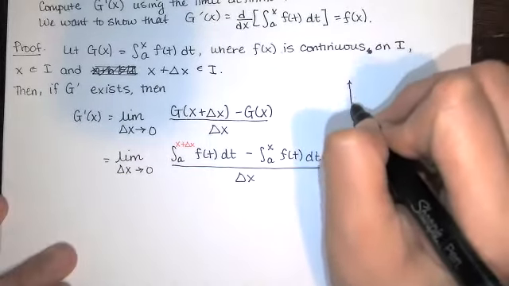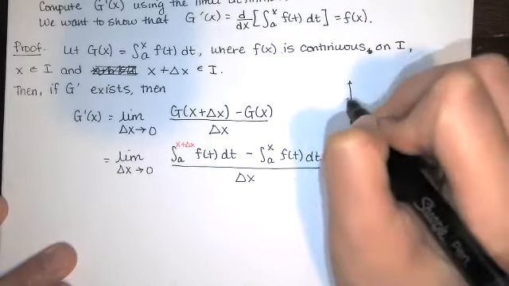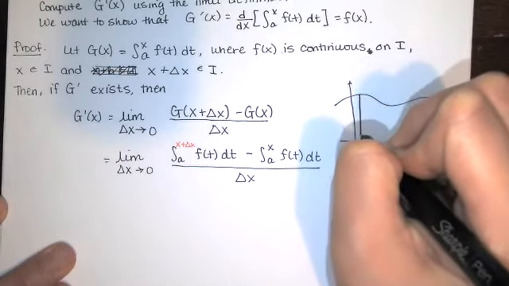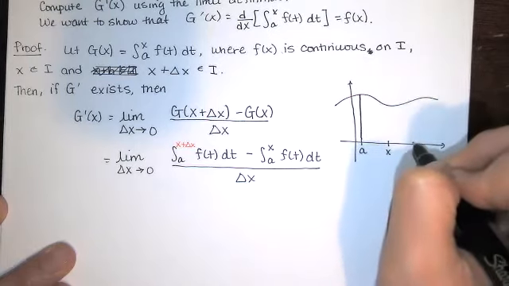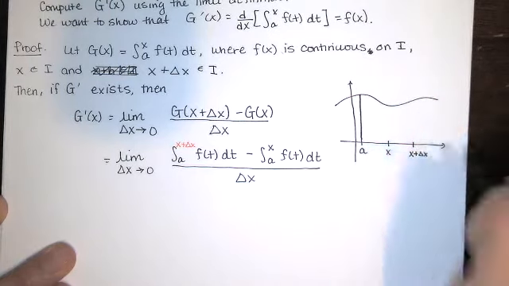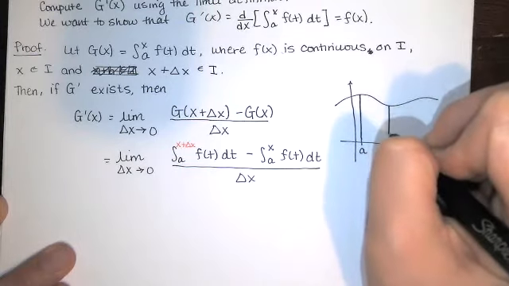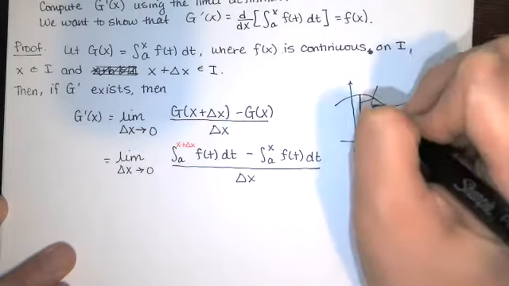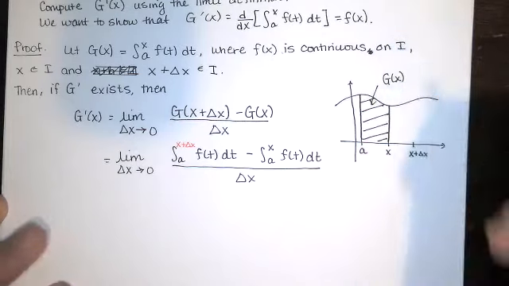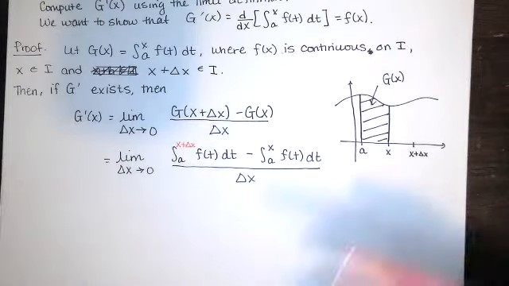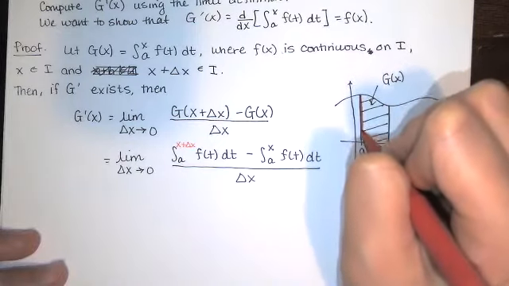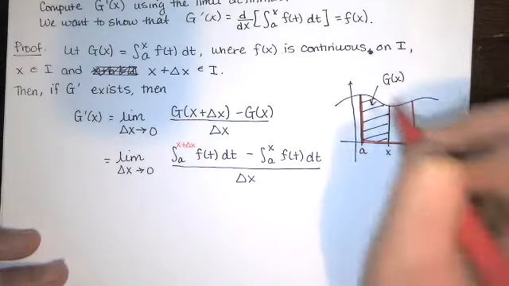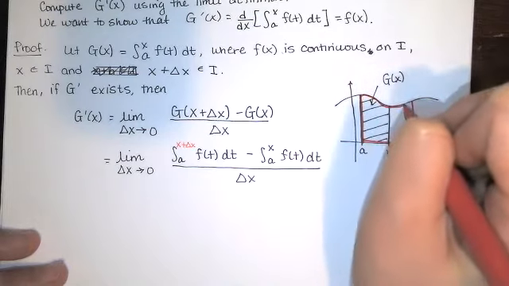So let's draw our picture. Here's t equals a. Here's x. I'm going to make it pretty large. Here's x plus delta x. That area right there is g of x. This larger area, that's g of x plus delta x.